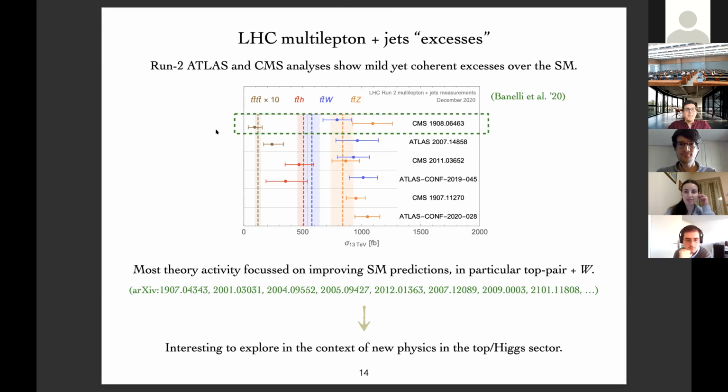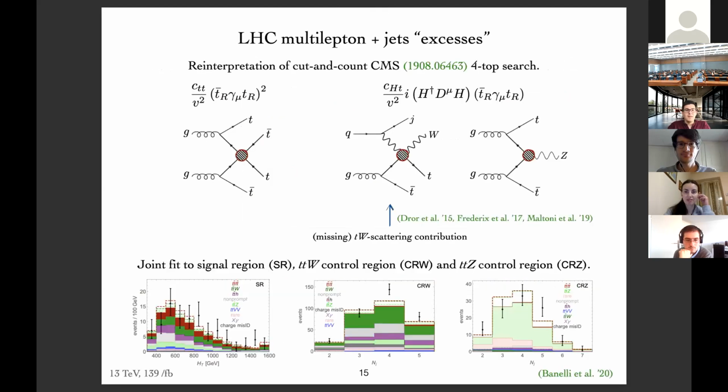In particular, we reinterpreted this four-top analysis of CMS performed in the same-sign dilepton channel, basically because it provided the necessary information for us to validate our simulations. Now, our analysis can certainly be improved. We only included what would be the leading new physics effects in the form of dimension-6 operators: a four-top right contact operator, and a Higgs current top current operator, which changes the coupling of the right-handed top to the Z, and thus leads to deviations from the Standard Model prediction both in ttZ production as well as ttW production. For this case, via tW scattering that grows as well with the energy of the process.